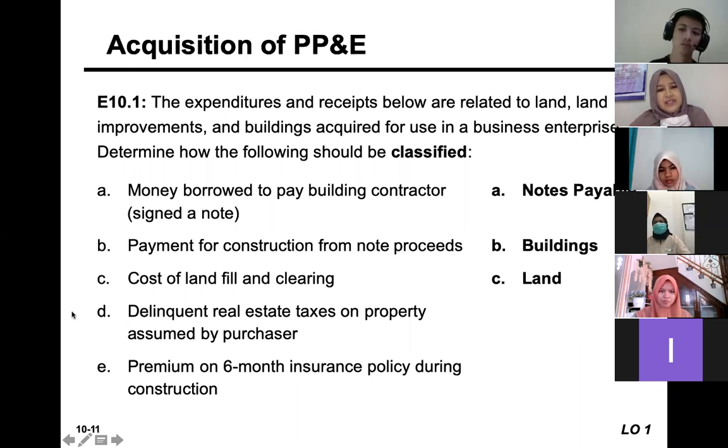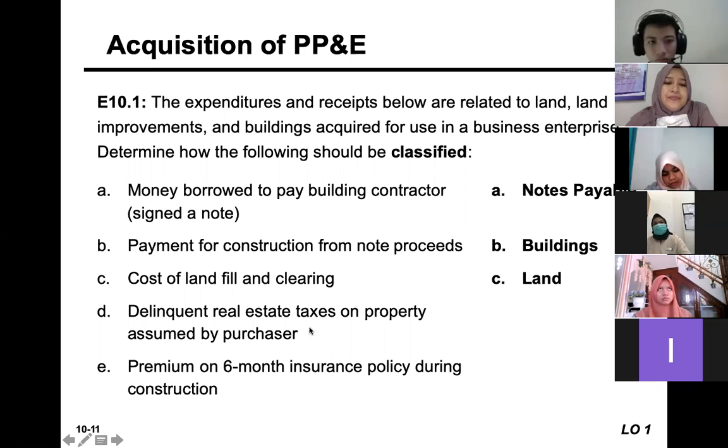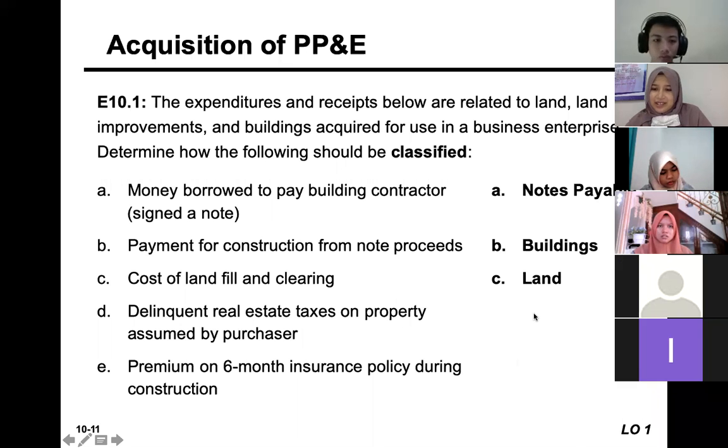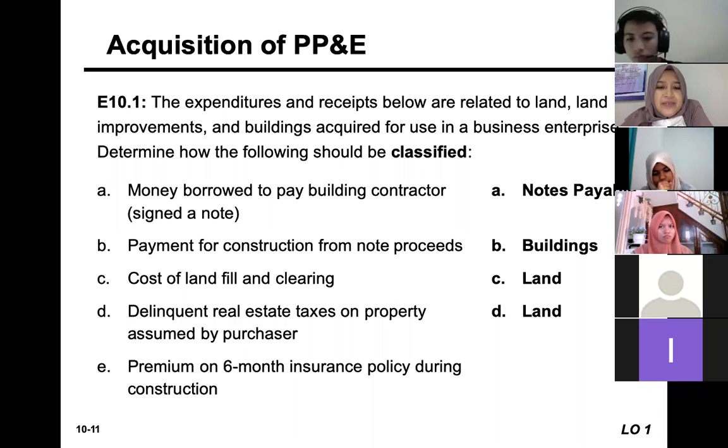Okay, delinquent real estate taxes on property assumed by purchaser. Anyone want to try? Land. Okay, who's that? Me. Mira? Dara. Oh, Dara. Sorry. Dara, what do you think? Land, Miss. This one is on property. Yes. Why land? What does it mean by delinquent?